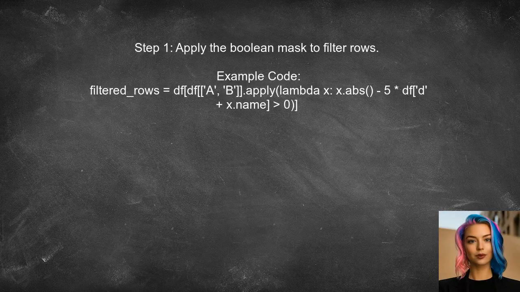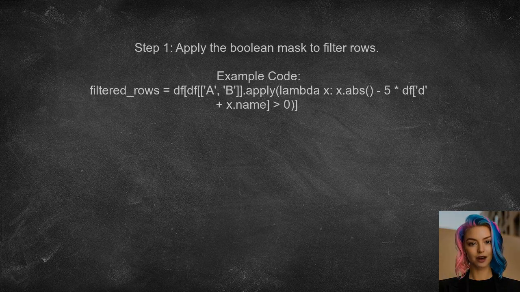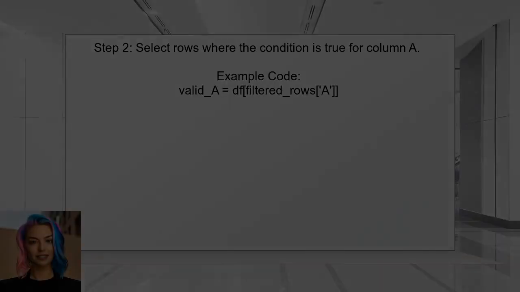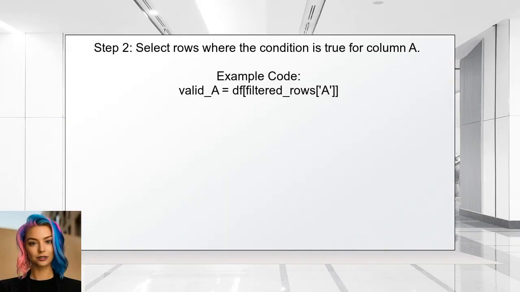To start solving this problem, the user needs to apply the Boolean mask to filter rows based on the conditions for each measurement column. We'll use the Boolean array directly to filter the DataFrame. Next, the user can select the rows where the condition is true for a specific column, such as column A. This can be done by using the Boolean mask directly.